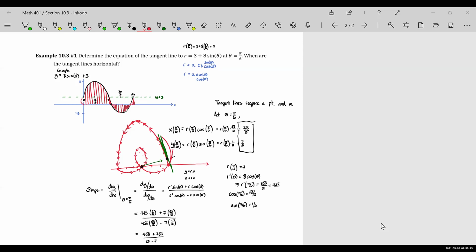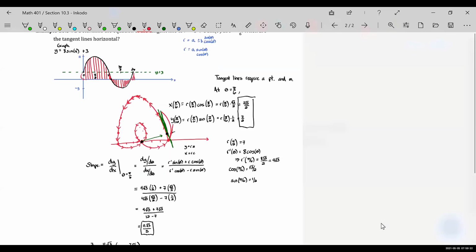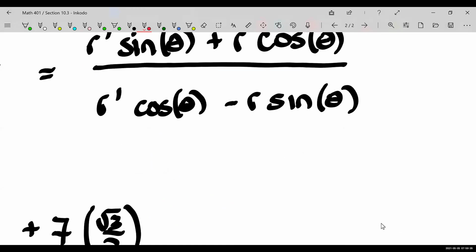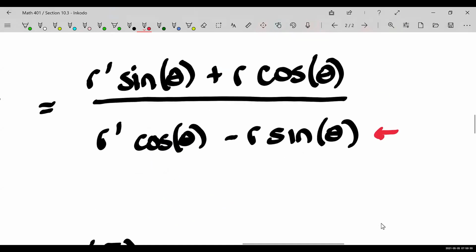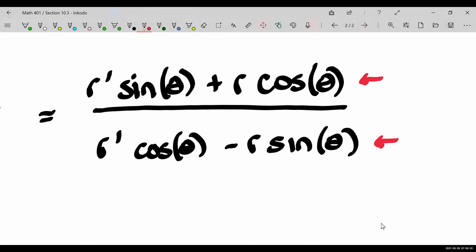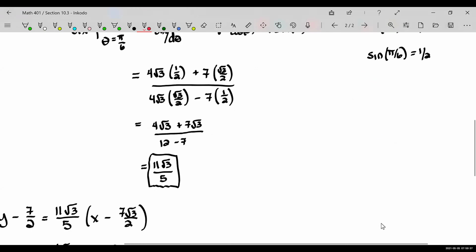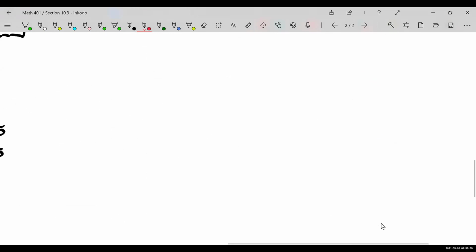All right. So we're back here. And the question is, when are the tangent lines horizontal? Well, those tangent lines are horizontal when this denominator here is 0, but the numerator here for the derivative is not. So I'm going to write that down below, right here maybe.